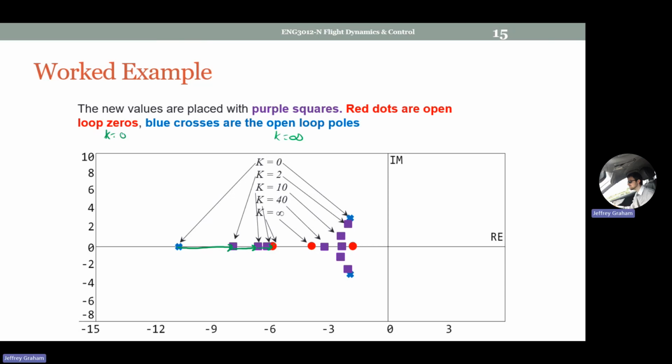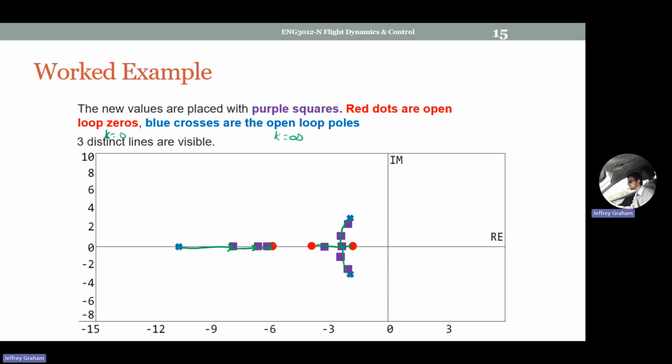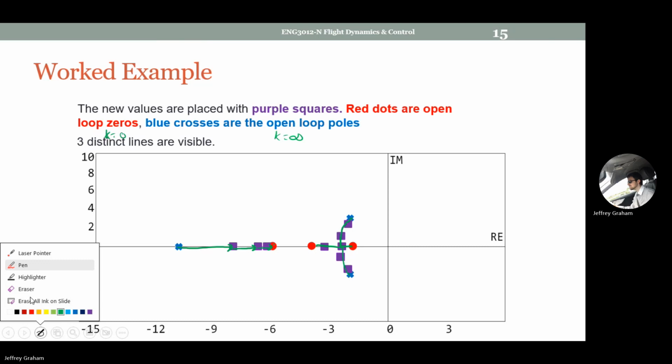You've got 3 distinct branches here. It's a case of it being symmetrical. So this one goes around like this. And then it's a case of just go that way, or like that. Right. 3 distinct lines are visible. So if I get rid of the scribbles I put on, a bit more accurate.